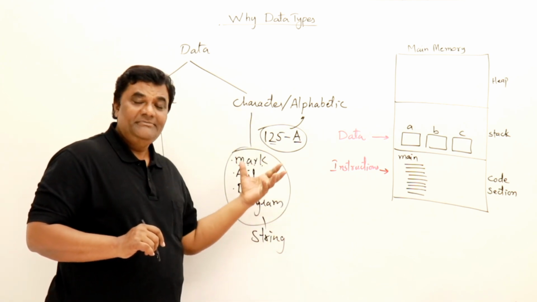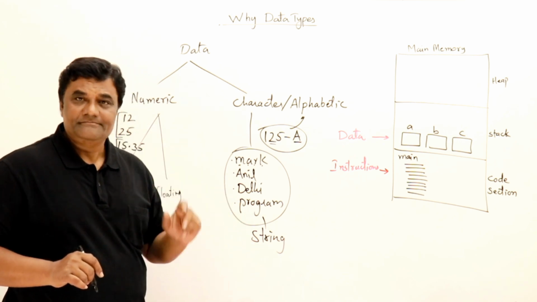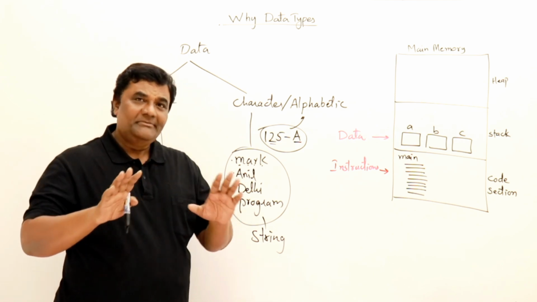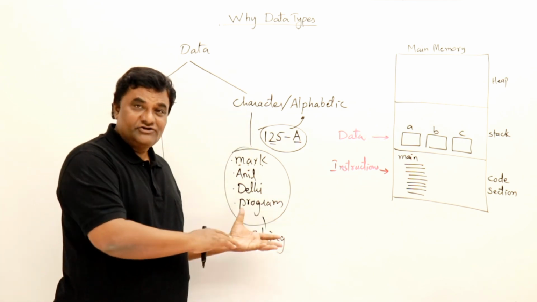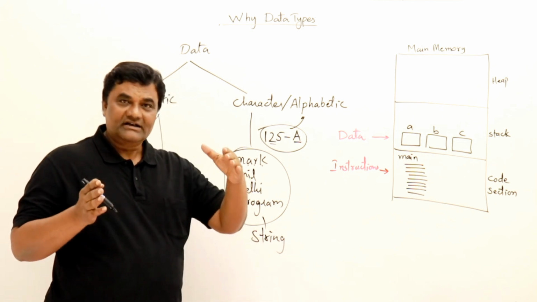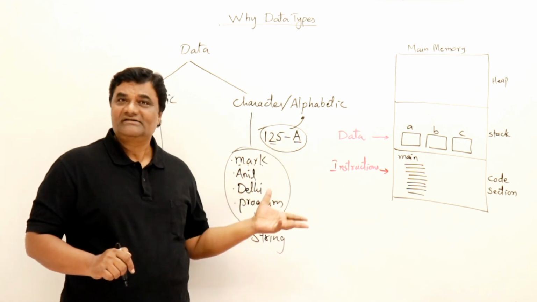So a string may be a name of a person or a word or any word from the dictionary, and so on. So this is represented as string. If I talk about programming languages, they support the character type also, and a collection of characters is nothing but a string. So individual characters and the collection of characters, both are supported by languages. In C++ both are supported.